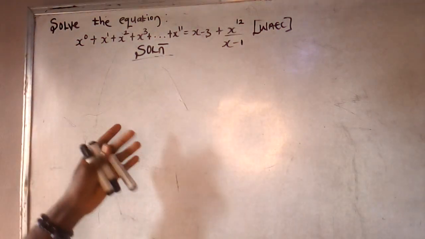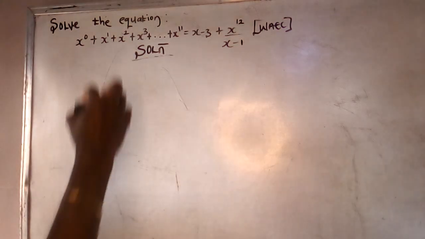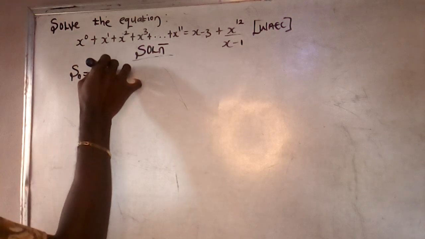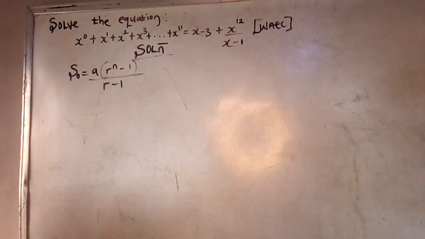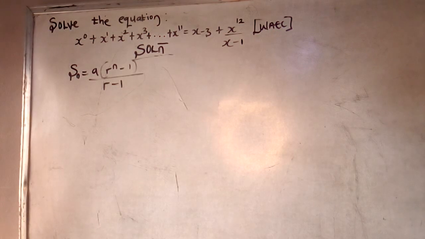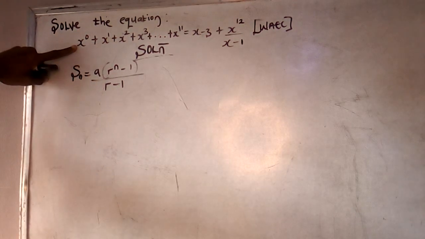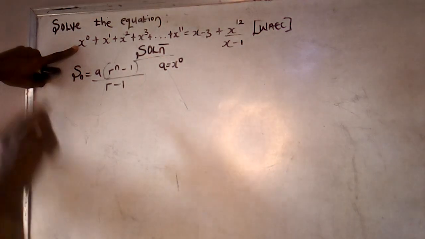If you look at the left hand side in this mathematics, this is what we call a geometric series. Note that the formula is always Sn is equal to a into r raised to the power n minus 1 divided by r minus 1, when r is greater than 1. Okay, let's look at this now. a is the first term. Now the first term here is what? I know that the first term here is a is equal to x raised to power 0. That is the first term.